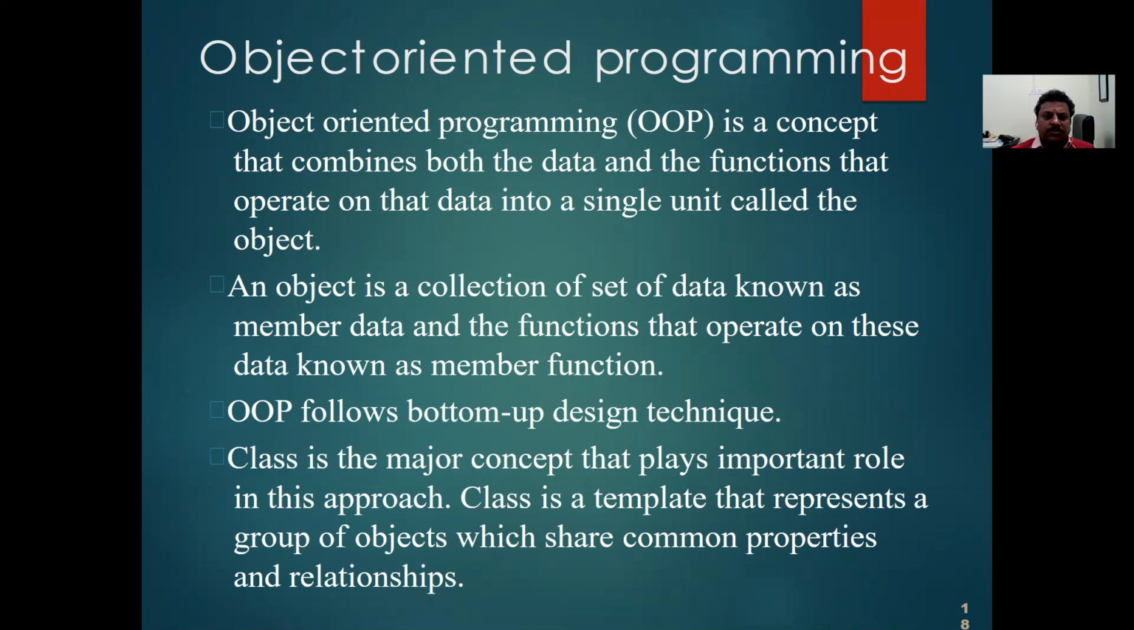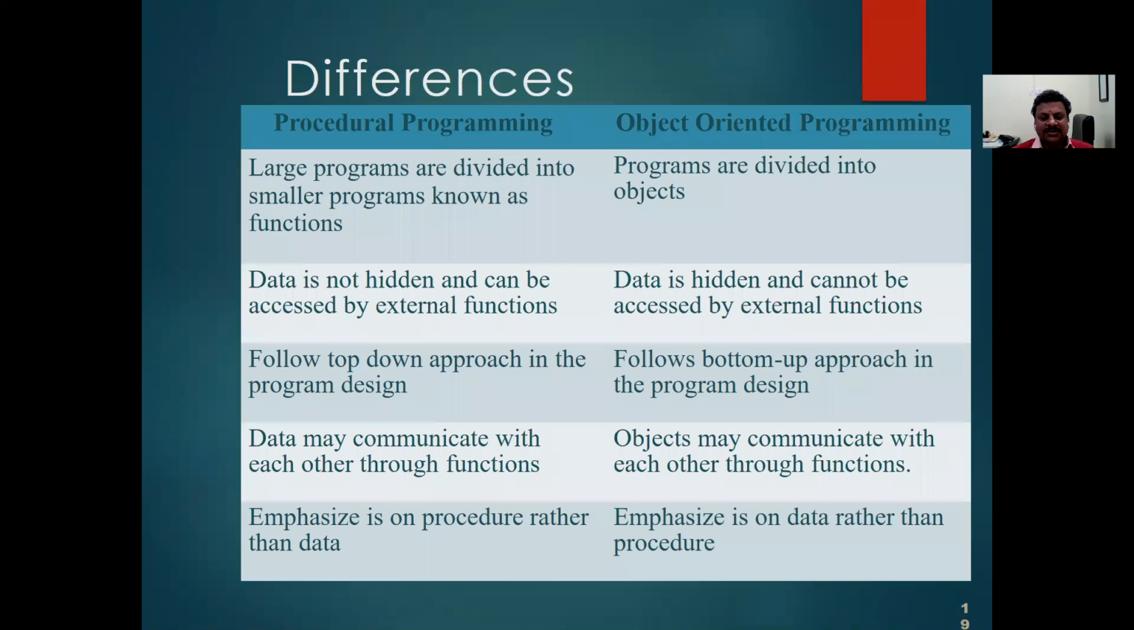Object-oriented programming. Object-oriented programming is a concept that combines both the data and the functions that operate on that data into a single unit called an object. An object is a collection of a set of data known as member data, and the functions that operate on these data are known as member functions. OOP follows a bottom-up design technique. Class is the major concept that plays an important role in this approach. A class is a template that represents a group of objects which share common properties and relationships.